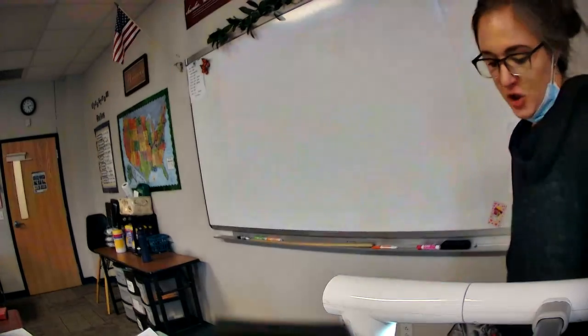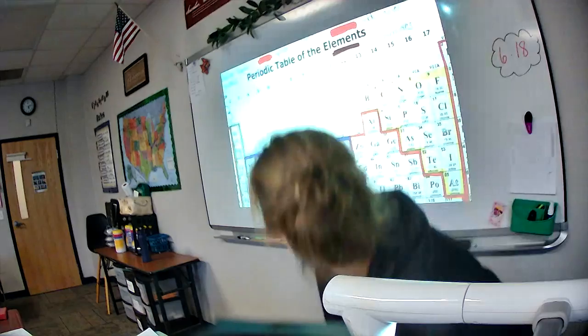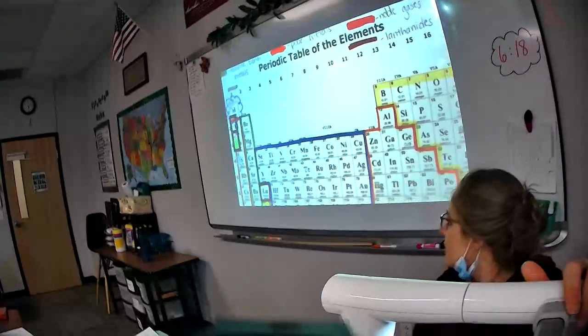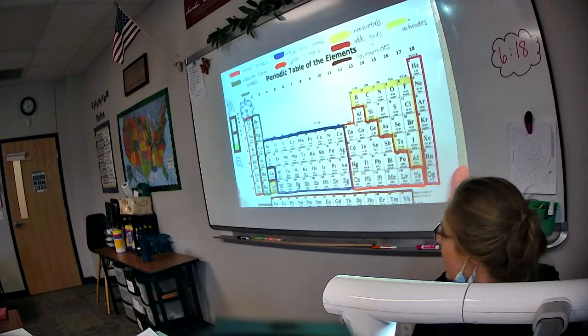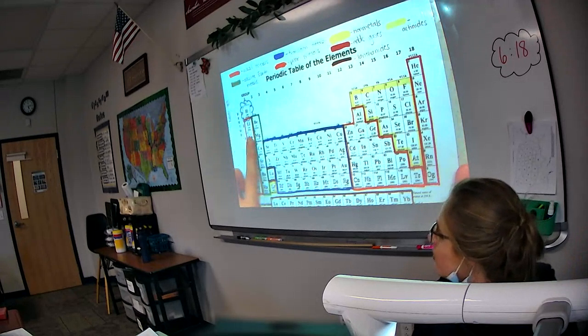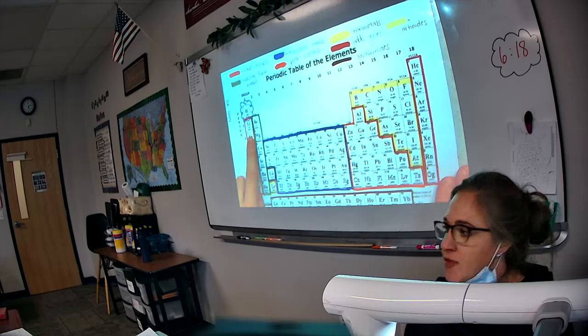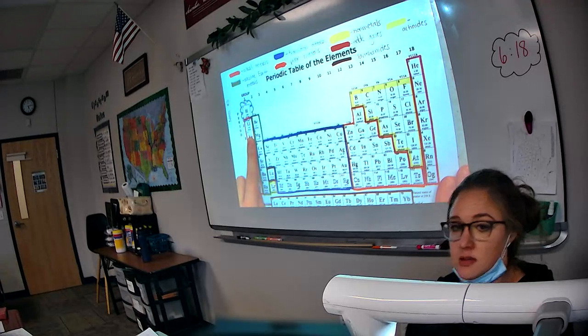All right, looking at the periodic table, okay? We talked about valence electrons yesterday, so let's practice. How many valence electrons are in one atom of sodium? Show me in your fingers. How many valence electrons?